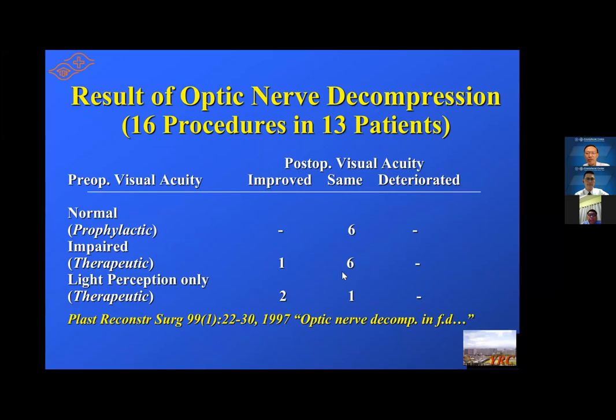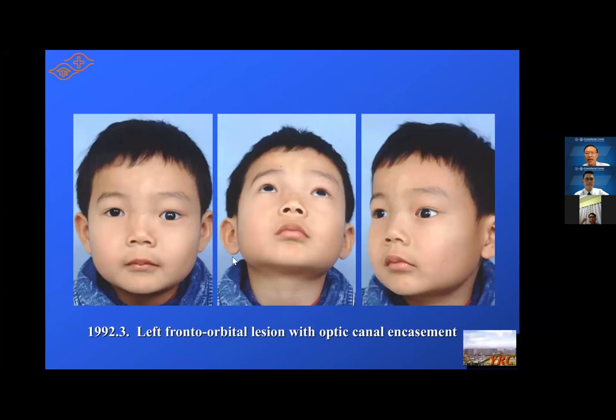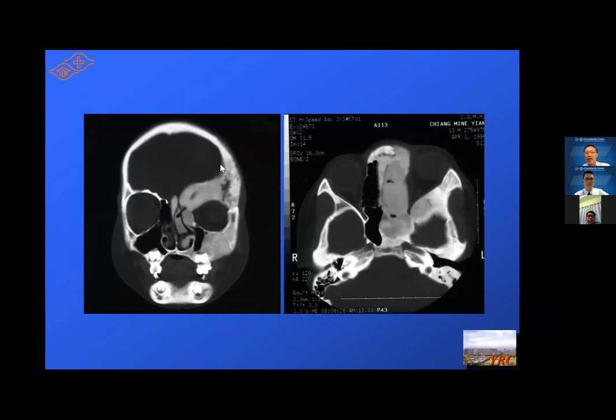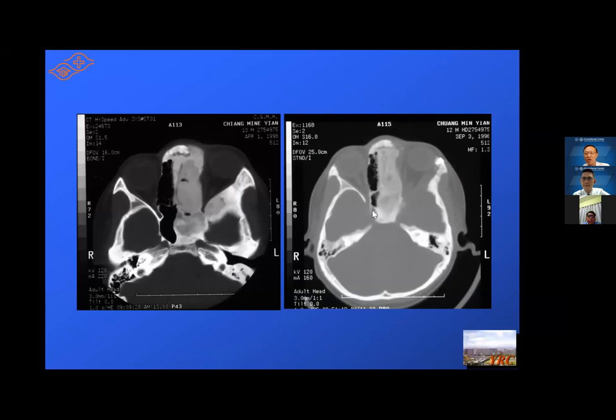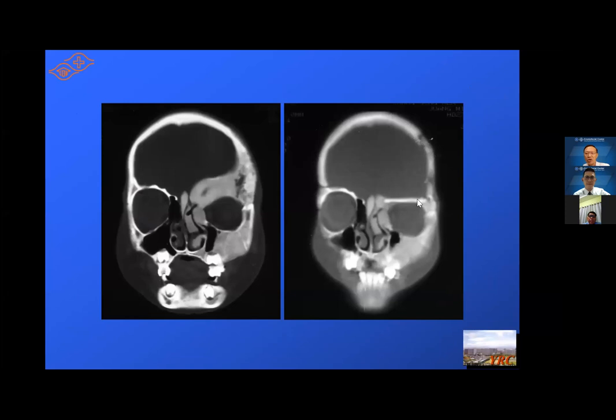So this is a girl and boy who have optic nerve canal encasement. And you can see the X-ray is like this. At the same time as the frontal orbital reconstruction, we take out the frontal bone and then we decompress the optic nerve. Here is after surgery. You can see here a big decompression during this surgery. And here is a reconstruction with autogenous bone graft after excision of this diseased bone.